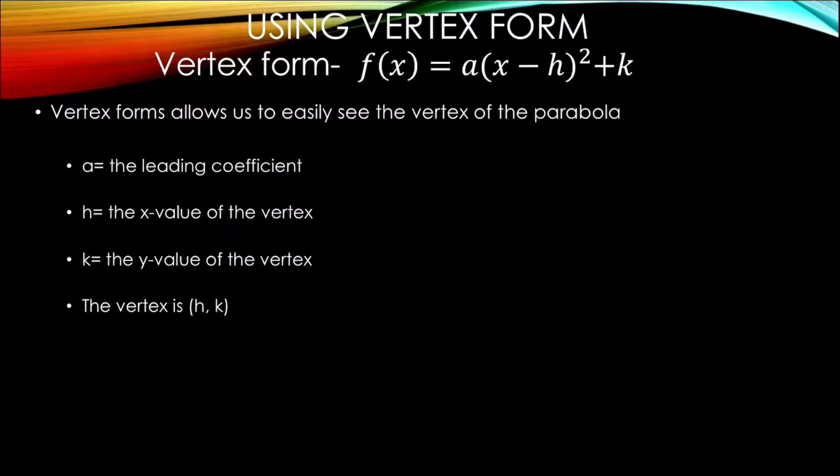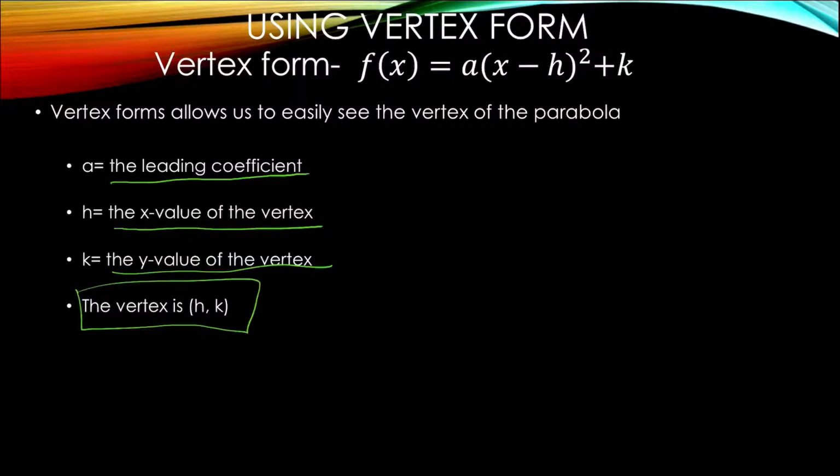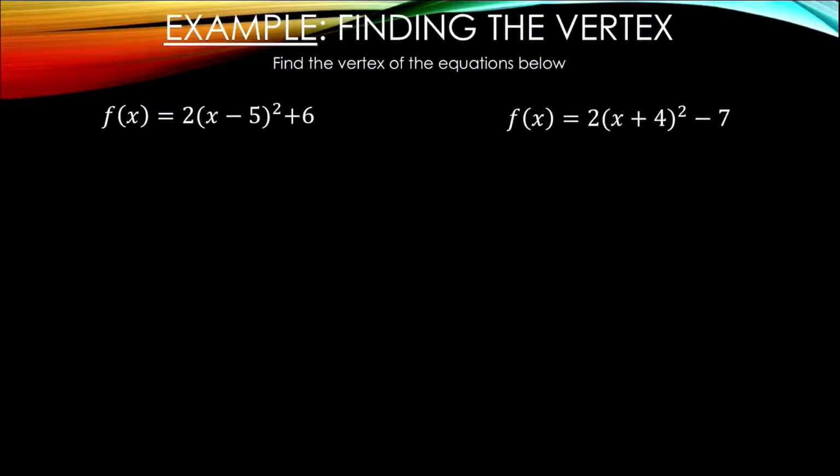Alright, using vertex form. The vertex form allows us to easily see the vertex of the parabola. So we talked about a lot of these. A is equal to the leading coefficient. H is the x value of the vertex. K is the y value of the vertex. We said the vertex is at (H, K).